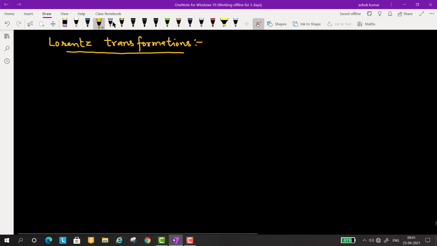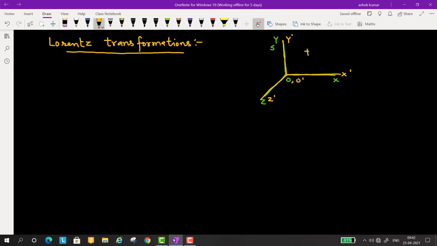So here we deal with inertial frames of reference. We have two frames. One is the S frame, whose origin is O. Another is the S dash frame. The origins of both frames coincide at t equal to 0. But the second frame is moving with velocity v along the positive x-axis.